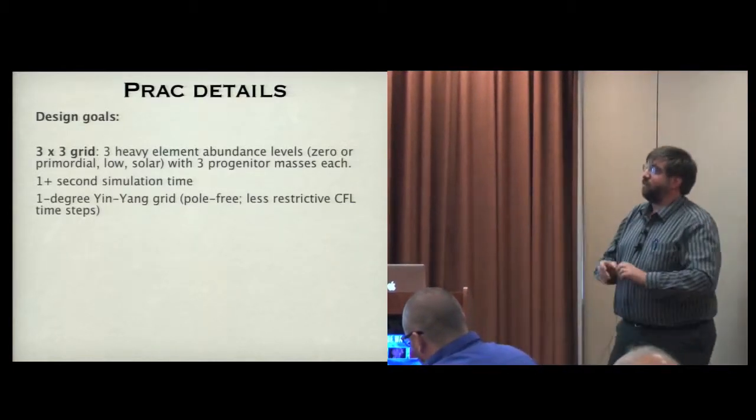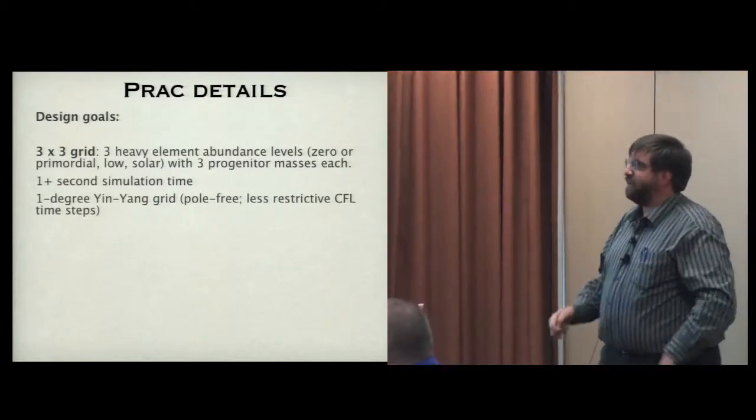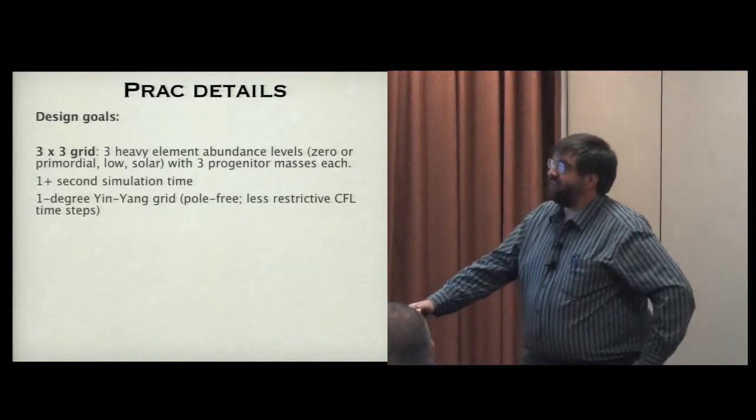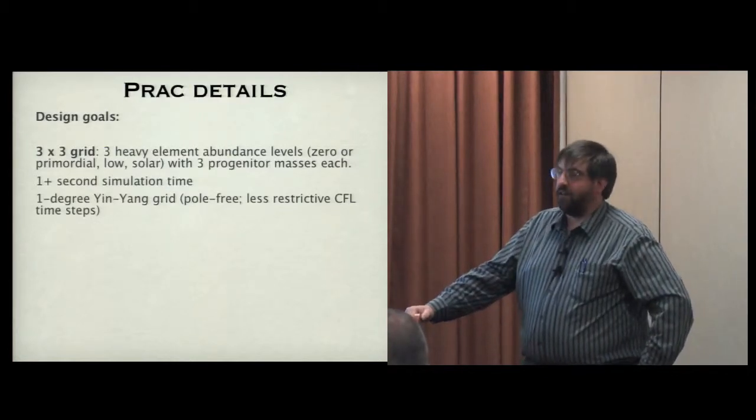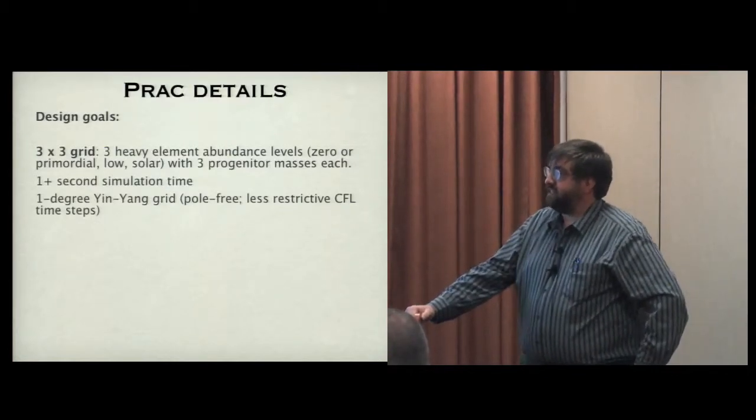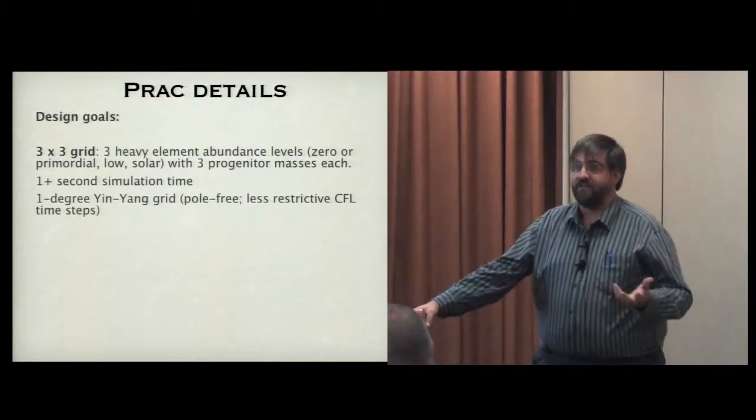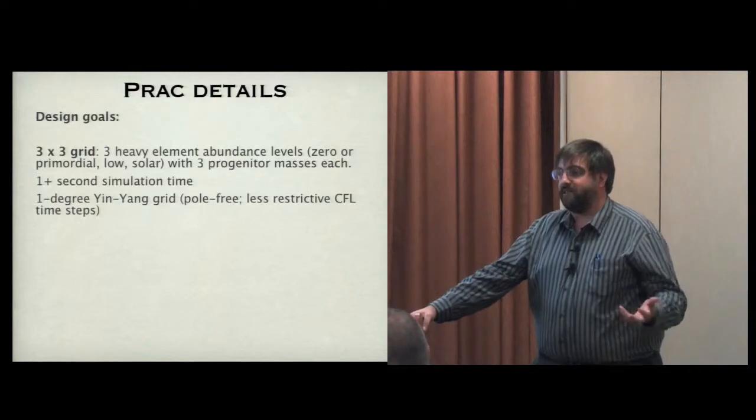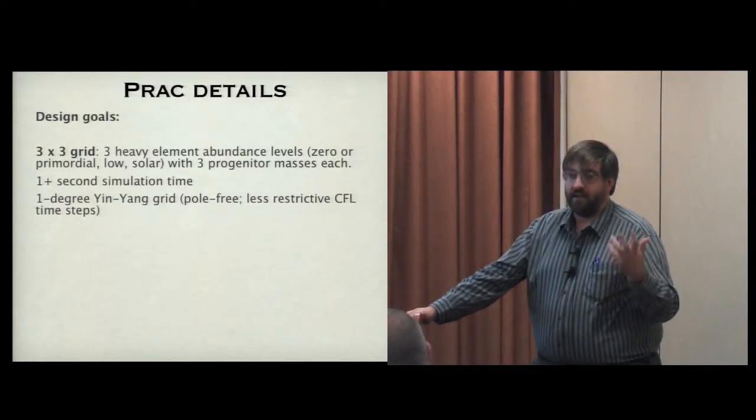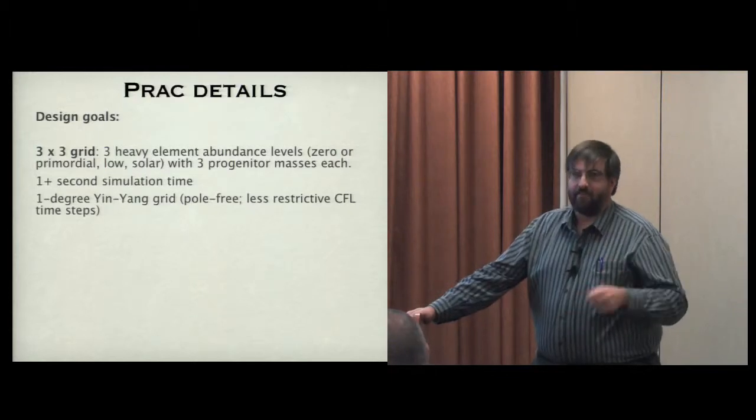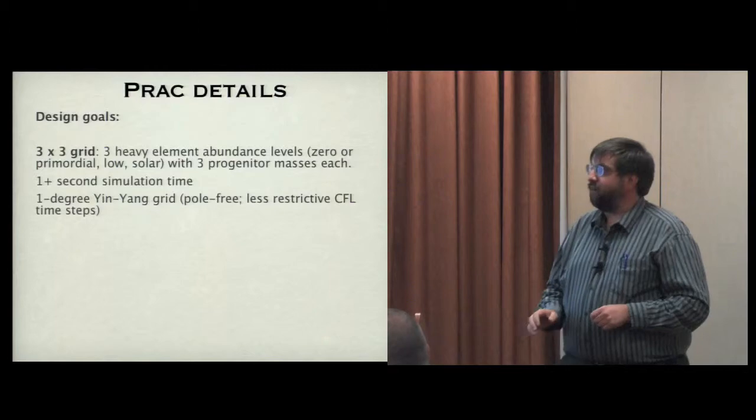So we're planning to build a 3x3 grid. So it's a big grid, covering roughly 3 abundance levels, or metallicities as we like to call them, with 3 masses, run out for a second, using a 1-degree yin-yang grid, which has the advantage that there's no pole. It has much better time step restrictions, and we think 1 degree will be pretty good. And that's actually achievable with the Blue Waters time.